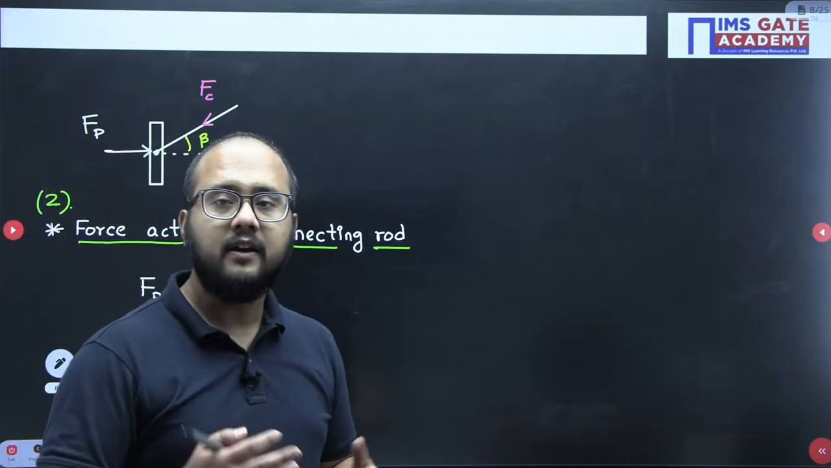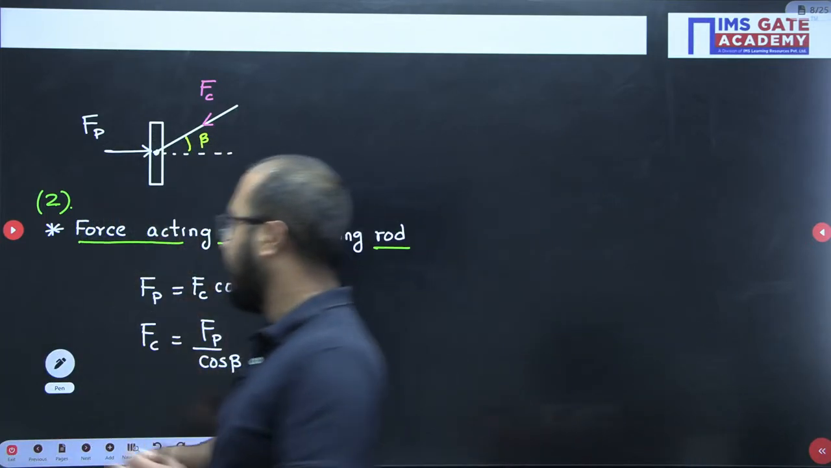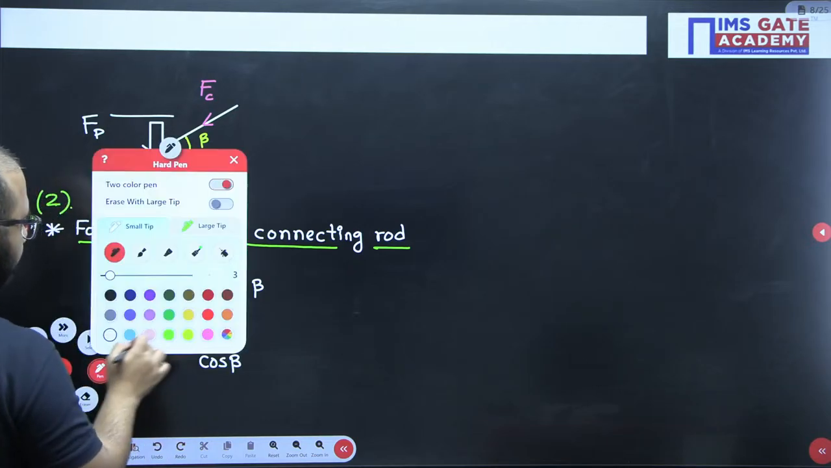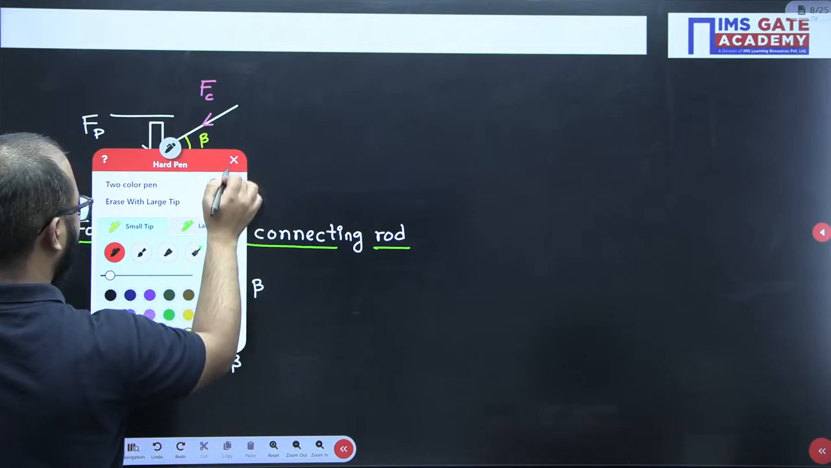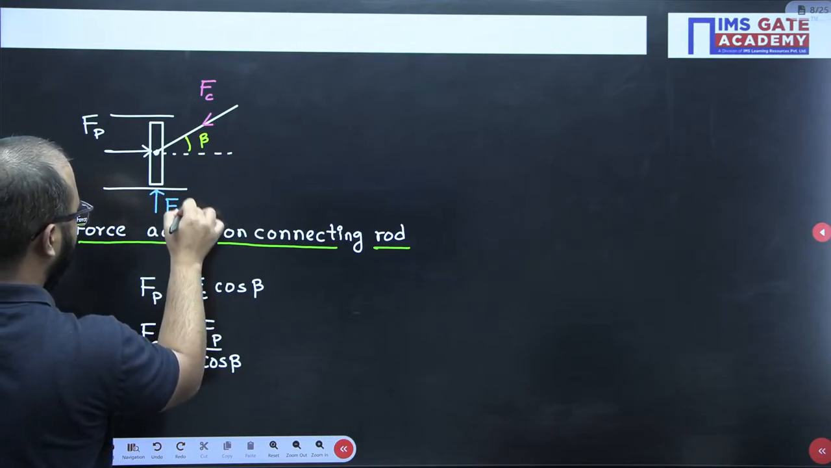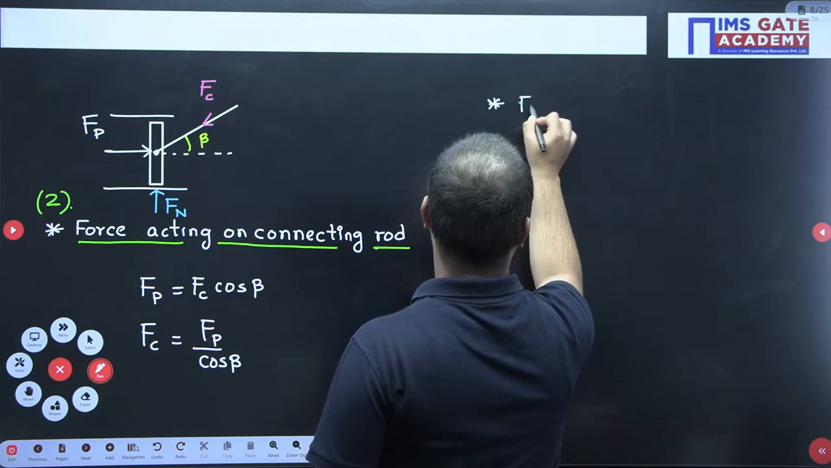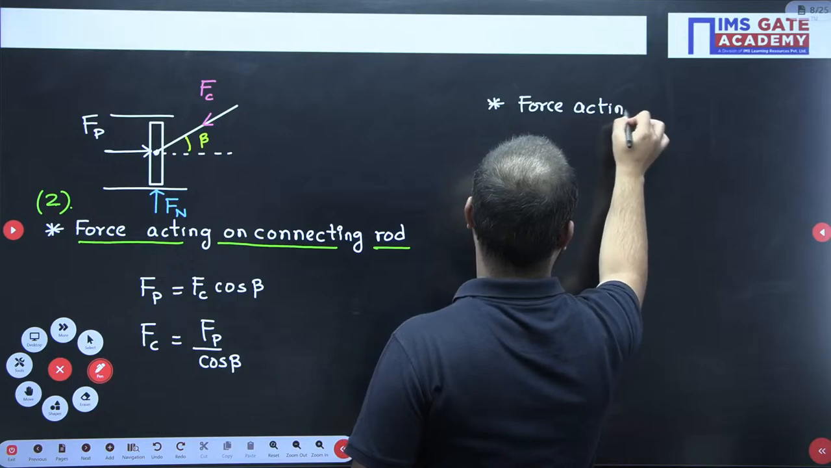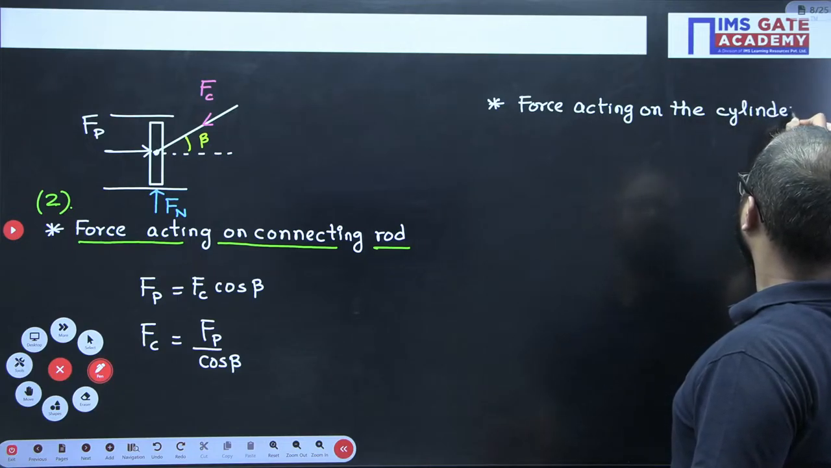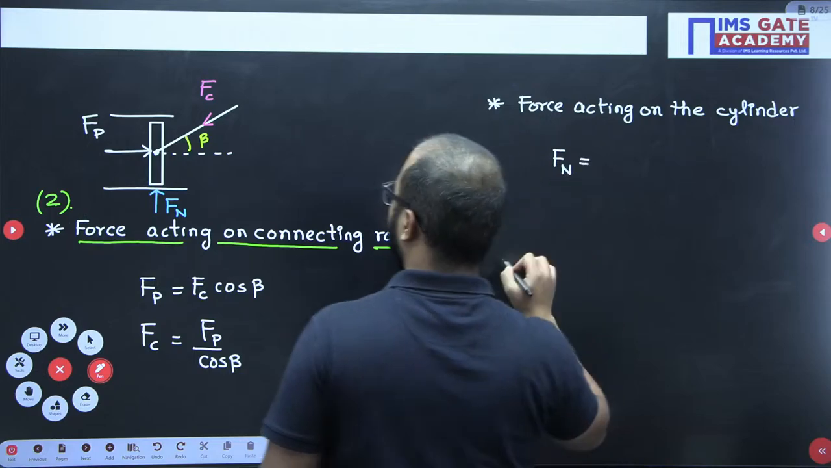One more thing they can ask is the force acting on the cylinder, which is also called the normal thrust force. Force acting on the cylinder, how will you calculate it? So let us write that part also. The force acting on the cylinder will be equal to FC sin beta.